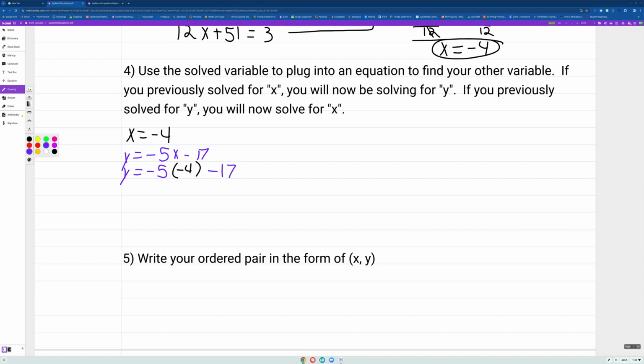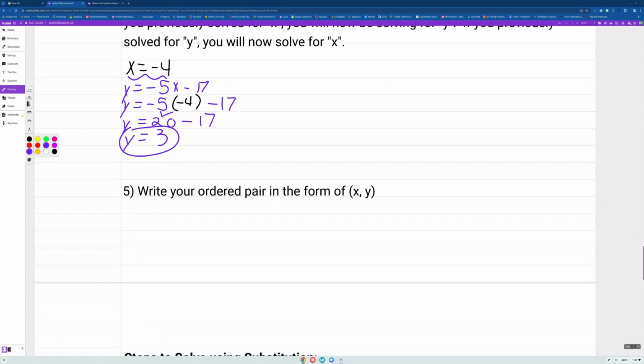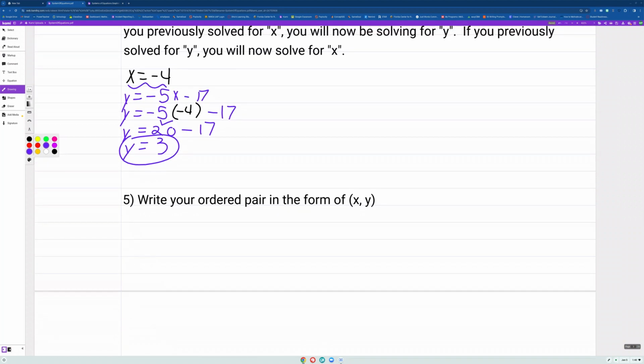So now all I have to do is follow those order of operations, and -5 times -4 gives me a positive 20 minus 17. Well, 20 minus 17 is 3. So I have my x and I have my y. My last step is just to write my ordered pair of -4, 3.